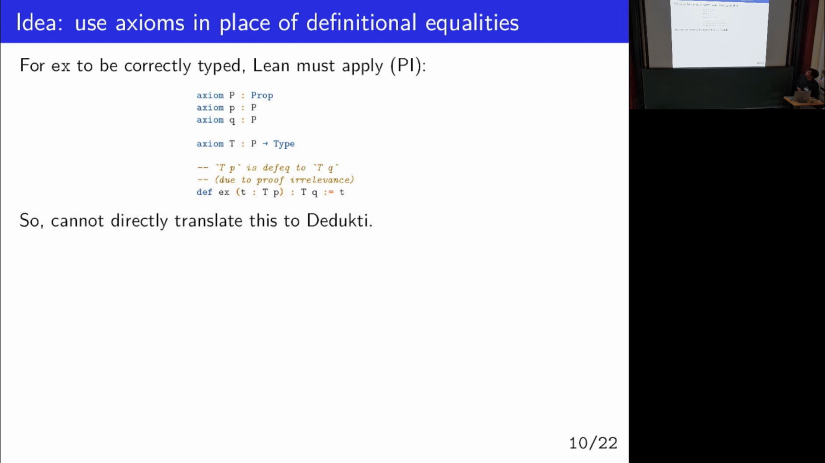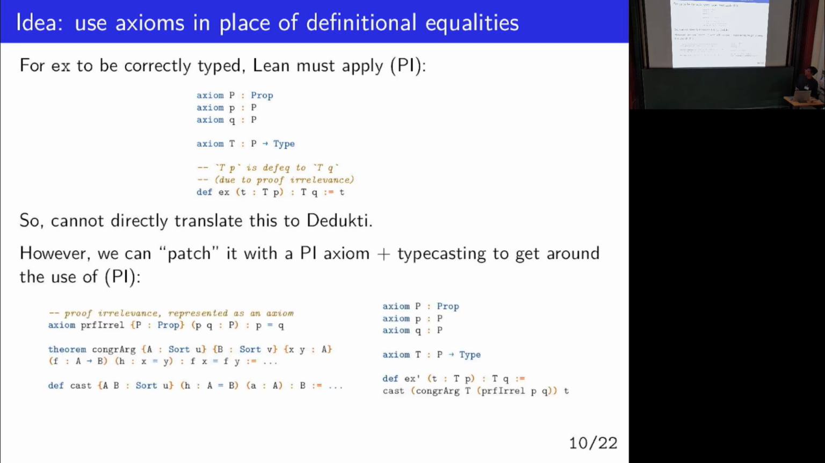So for this example again, we already talked about this. For this to be correctly typed, Lean has to apply proof relevance to say that p and little q are definitionally equal. This is something that we can't directly translate into Dedukti, because Dedukti obviously doesn't have proof relevance. However, we can get around it by patching this term with a proof relevance axiom and typecasting.